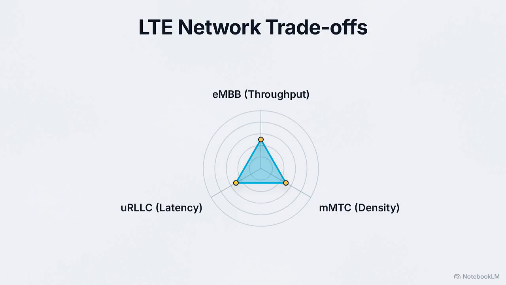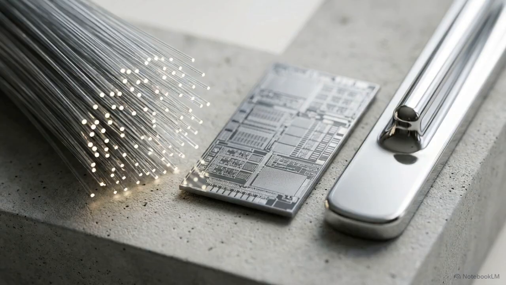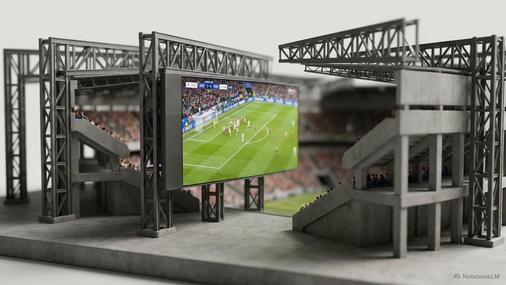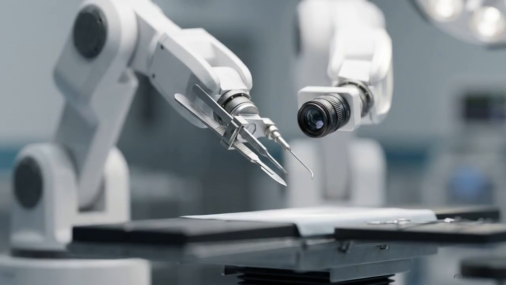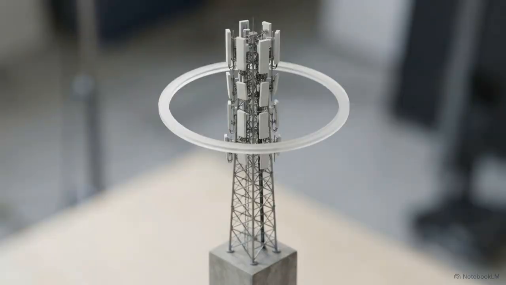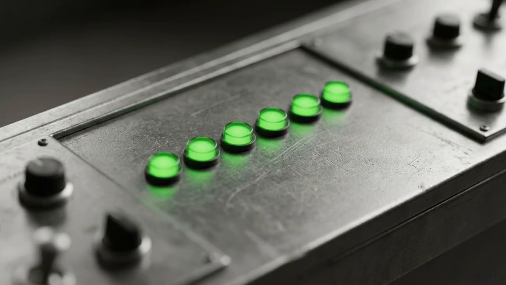We can plot these competing demands on a three-axis radar chart. Legacy LTE networks could only satisfy one of these axes at a time. Optimizing the radio frequencies for bandwidth meant sacrificing density, and optimizing for density compromised latency. The core engineering tension of 5G is executing all three. The network must process an 8K video stream, 100,000 agricultural sensors, and a robotic surgical arm simultaneously on a single physical wireless infrastructure without catastrophic failure.